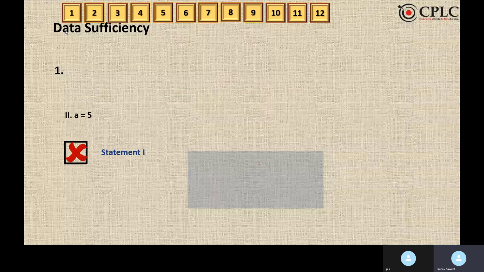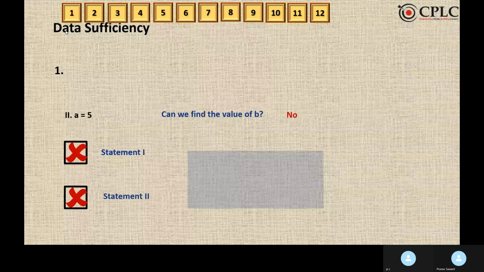Let's move to the second statement now. Second statement is A is equal to 5. Only if we look at the second statement, can we find out the value of B? No, we cannot, because there is no relation of A and B given to us. Hence, statement 2 is also not giving us the answer.